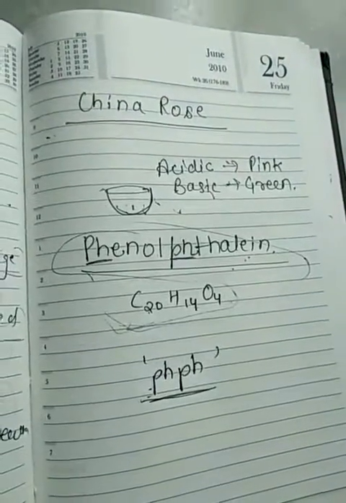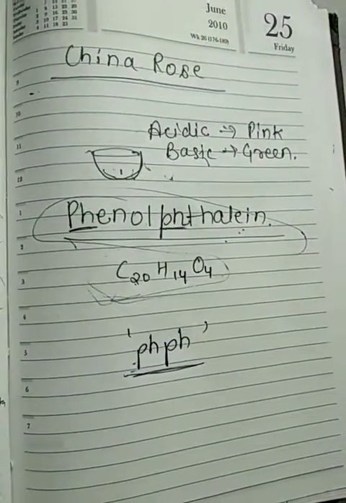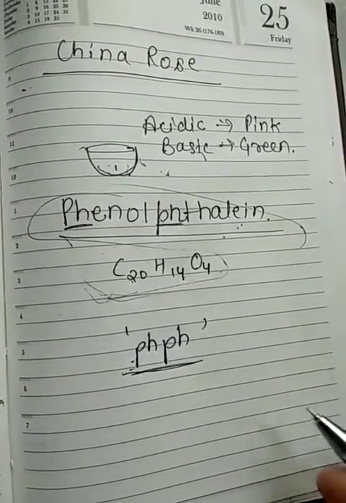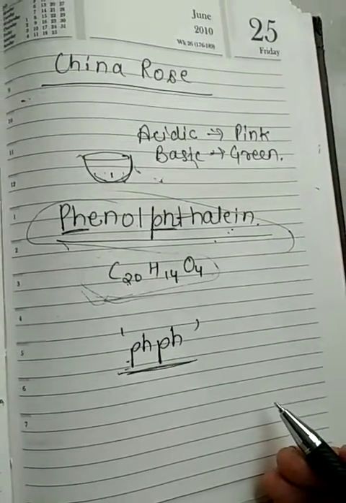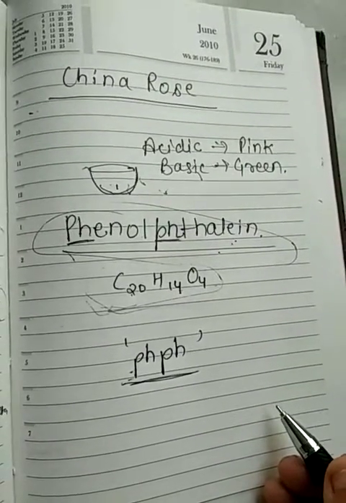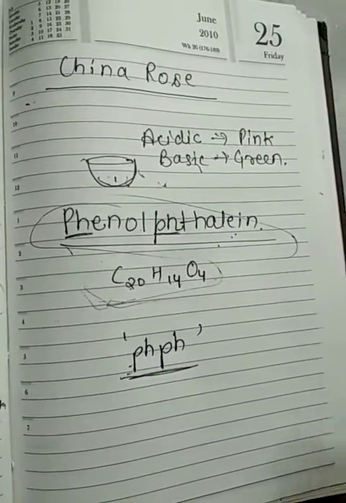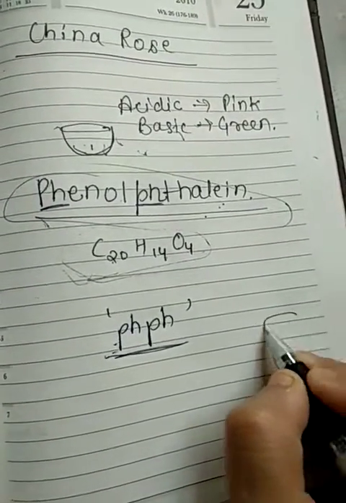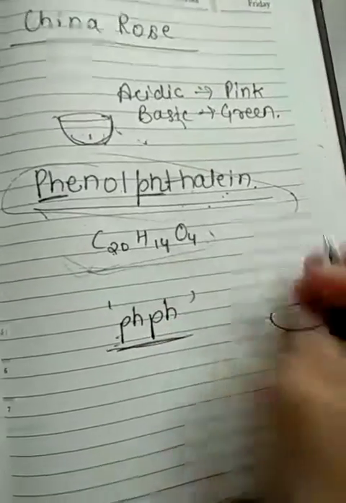So how do we prepare the phenolphthalein indicator? In that case, we take some phenolphthalein. Phenolphthalein is actually obtained in the form of powder. So a little bit of the powder is taken and mixed with ethanol solution. Phenolphthalein powder with ethanol solution.